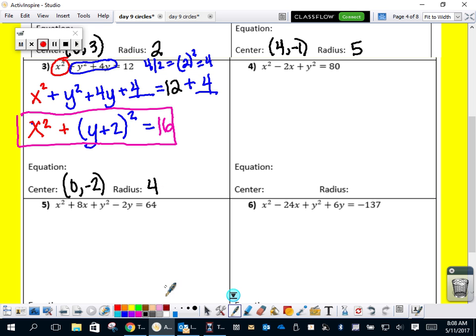Okay? So I'm going to leave you with 4, 5, and 6. All of these have nice, pretty radiuses, which means this number that you always set it equal to should be a perfect square. Okay?